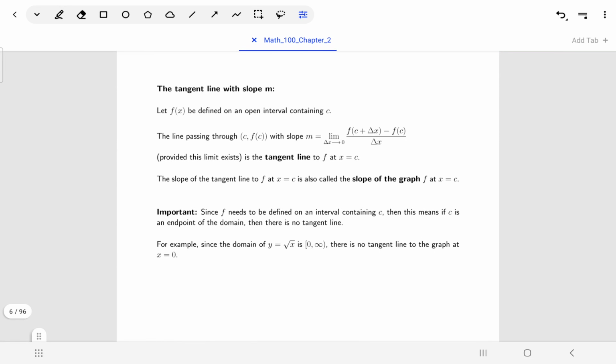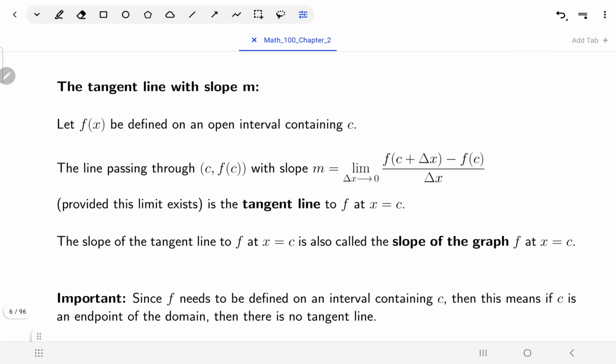So now we can officially define things. If we're interested in some function f of x, and it has to be defined on an open interval containing our point c. So in other words, we're talking about some interval of real numbers going from a to b, and somewhere inside that interval, c is inside. So that means c is not the end point of some interval that we're interested in.